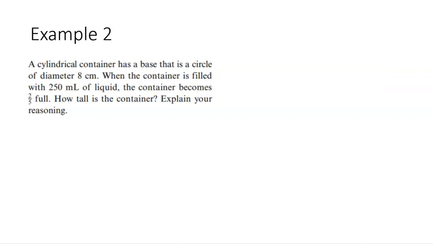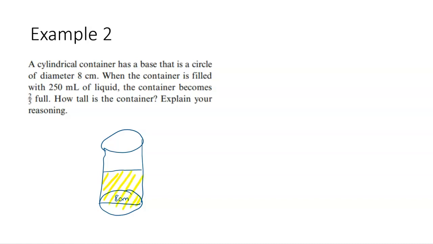A cylindrical container has a base that is a circle of diameter 8 centimeters. Okay, so we're talking about cylinders. When the container is filled with 250 milliliters of liquid, the container becomes 2/5 full. Okay, so maybe when it's this full, it's 2/5 full, and it's got a volume of 250 milliliters. They want to know, how tall is this container?